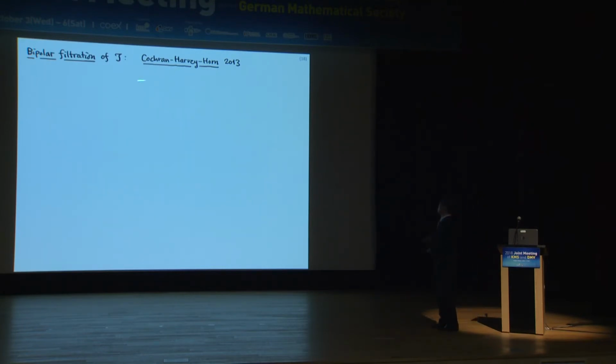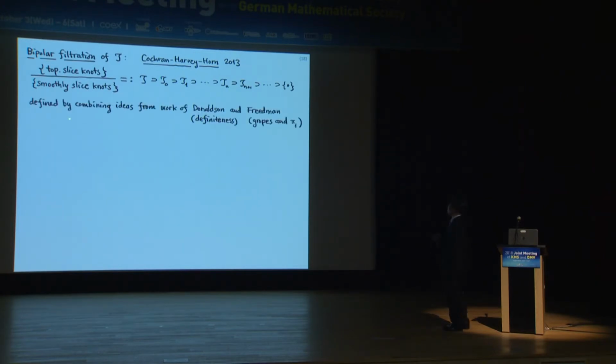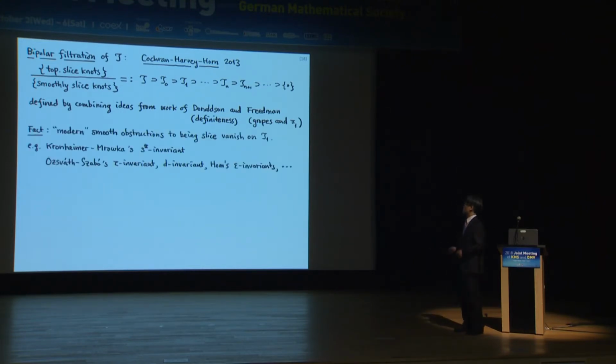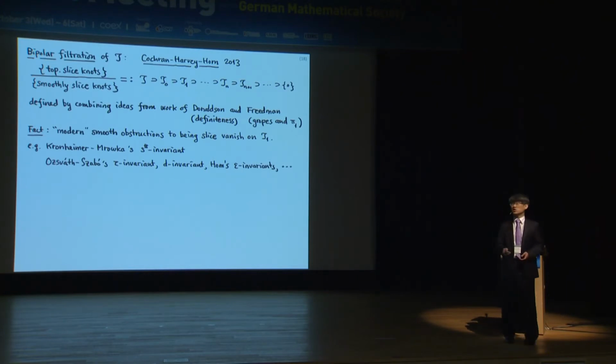And Cochran, Harvey, and Horn recently introduced a really nice way to organize the structure in this group called the bipolar filtration. So we are interested in this group T, and they defined a descending filtration consisting of nested subgroups, where these terms are defined, very briefly speaking, by combining ideas from the work of Donaldson, namely the importance of definiteness in smooth 4-manifolds, and the idea of Freedman about gropes we just briefly discussed in the previous slide. And the really interesting fact is that modern smooth obstructions I just described above, from gauge theory and Heegaard Floer and other things, are all trivial if you go to the first stage or higher. So smooth obstructions do not detect the situations in the deeper part of this filtration.